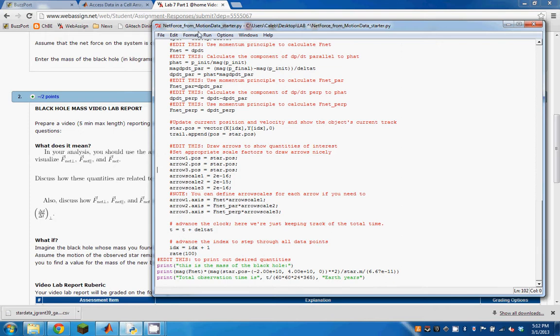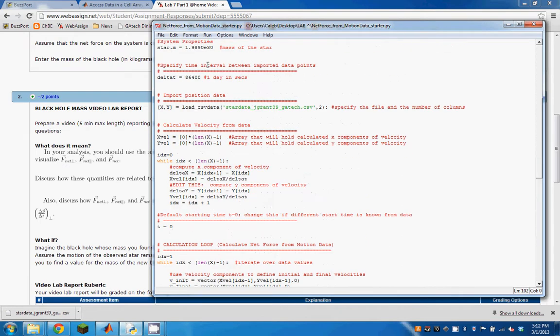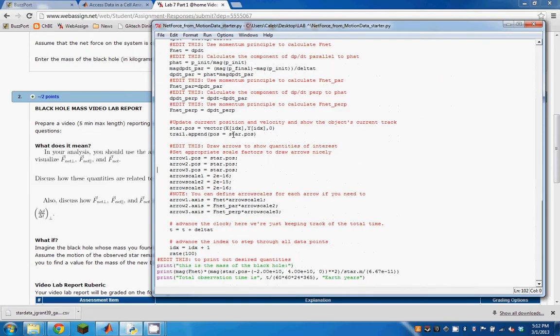To do so, I took the code that we wrote in lab. I changed a couple of things. I changed the mass of the star, obviously, and then down here in this line, this is where I calculate the mass of the black hole: the net force times the radius squared divided by the mass of the star divided by the gravitational constant.